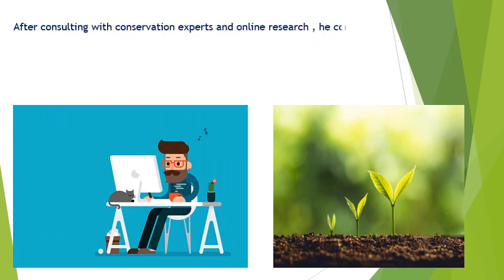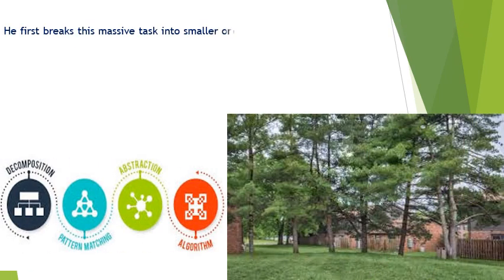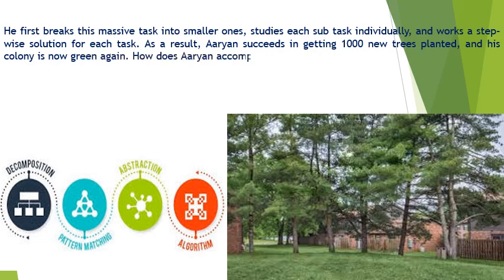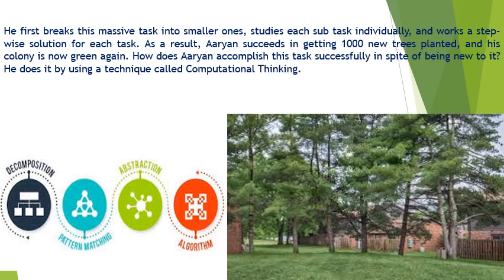After consulting with conservation experts and online research, he concludes that seedlings can be grown at home at a lesser cost. He first breaks this massive task into smaller ones, studies each subtask individually, and works out a stepwise solution for each task. As a result, Aryan succeeds in getting 1000 new trees planted and his colony is now green again. So children, how does Aryan accomplish this task successfully in spite of being new to it? He does it by using a technique called computational thinking.